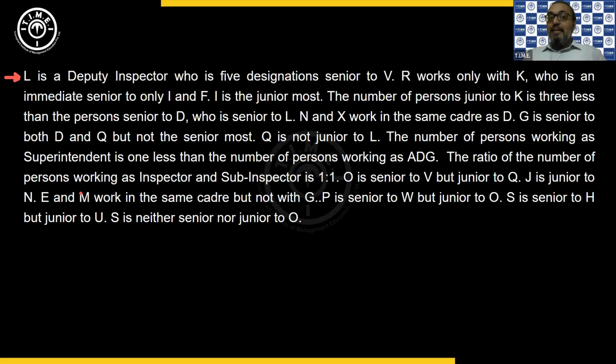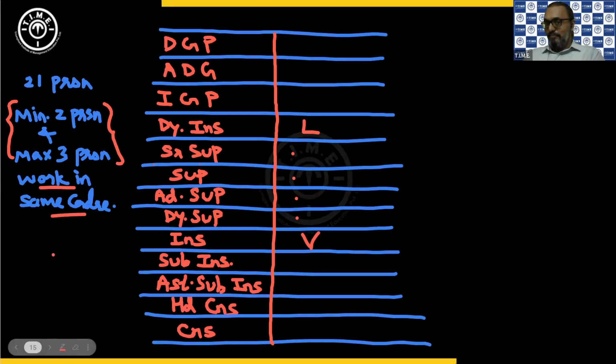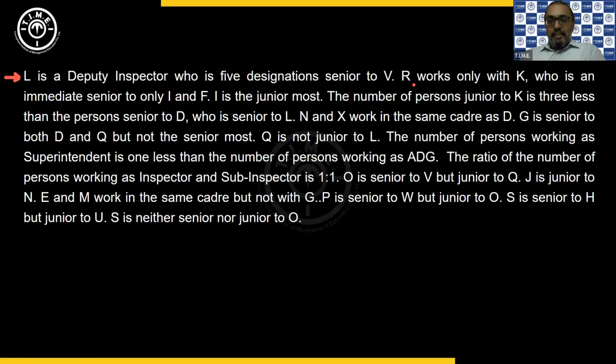Now let's start with the conditions. The first one says L is a deputy inspector who is 5 designations senior to V. So L is a deputy inspector. 5 designations senior means leave a gap of 4 designations and then V can be given as inspector. And please do keep in mind the minimum and maximum persons per cadre. Then R works only with K. That means there are only 2 people, R and K, working in one cadre.